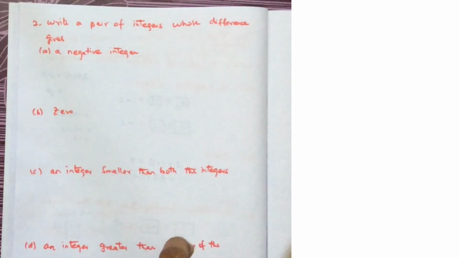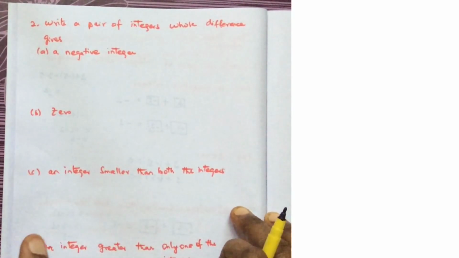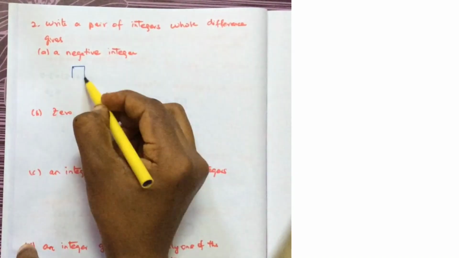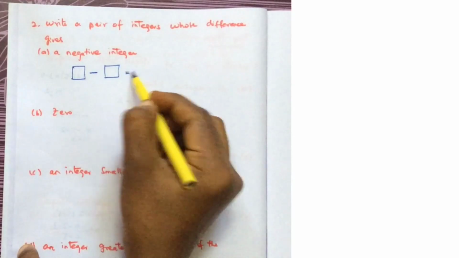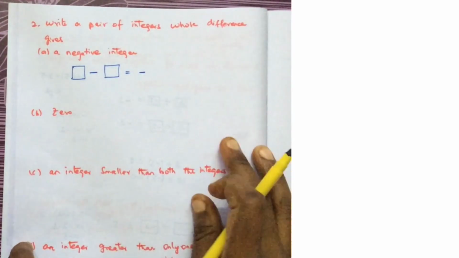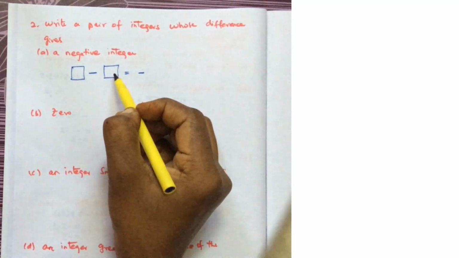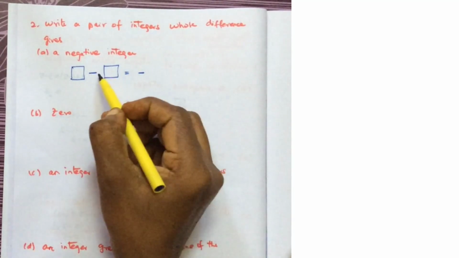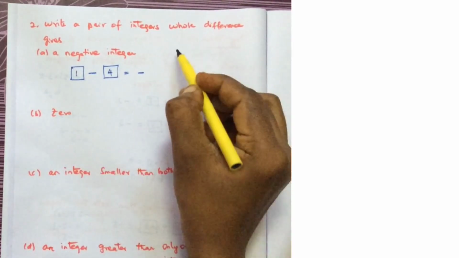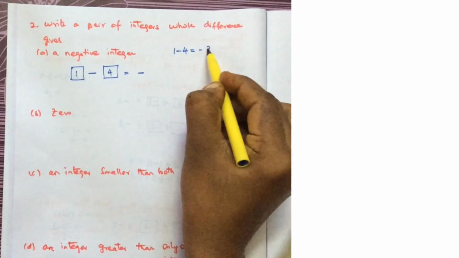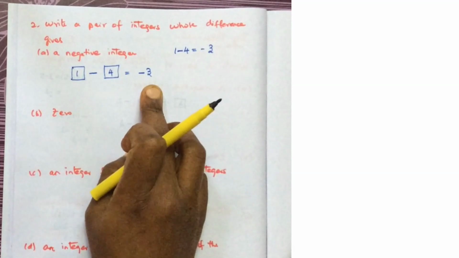Next is, write a pair of integers whose difference gives a negative integer. Previously we saw whose sum gives, now the difference. So a pair of integers whose difference gives a negative integer. Now I have to write a bigger number here, so that the sign of this is negative, so the result will also be negative. For example, 1 minus 4. 1 minus 4 is minus 3. This minus is from here. So a negative integer.